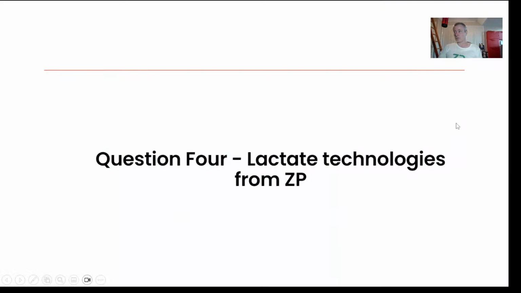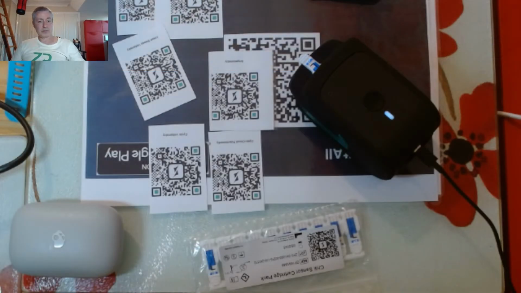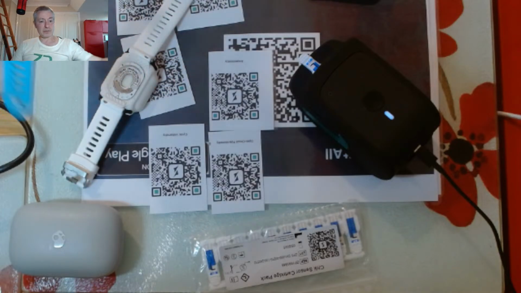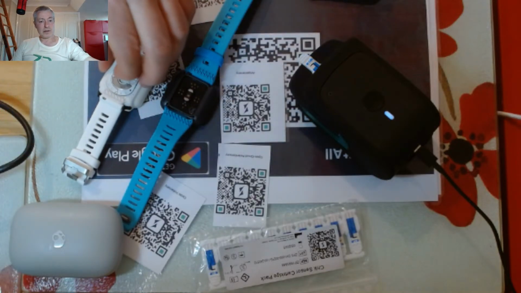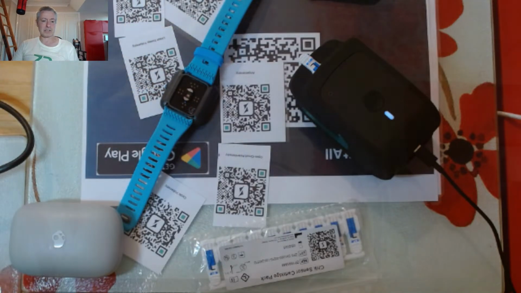Question number 4 is about lactate technology. Right, so I've said it already, but I'm going to be quick and efficient with your time. At Zimmer and Peacock, we do have these technologies. This is a microneedle technology. One person was asking the other day, can you put it on the human body? The answer is you absolutely can.